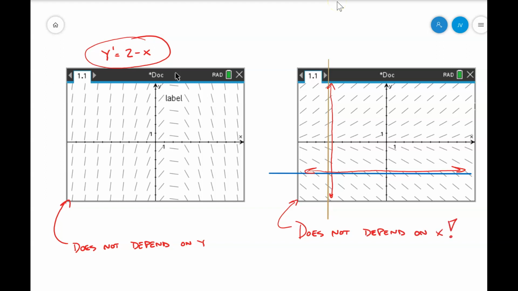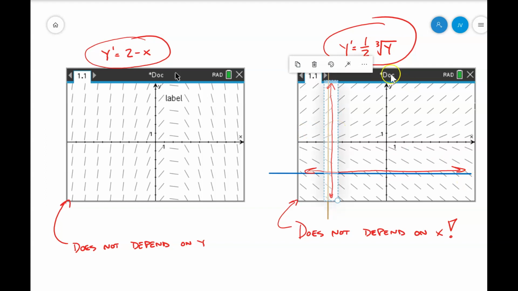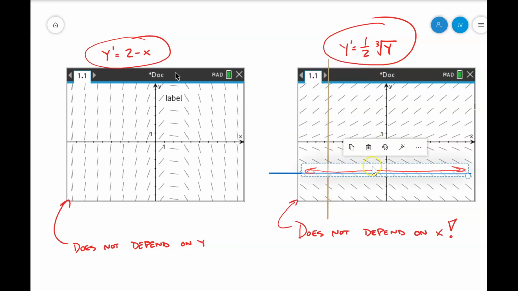In fact, this differential equation is y prime equals 1/2 times the cube root of y. And again, I'm just trying to provide you examples here of things you can look at to see what the actual differential equation is going to look like based on what you see in the slope field. Okay, now back to the notes.